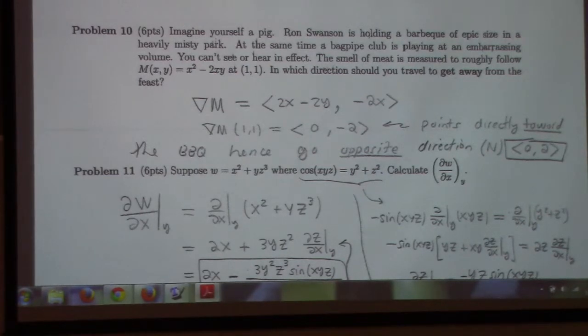So the point of problem 10 is that the gradient of the smell function gives you the direction in which the smell is increasing. All right?